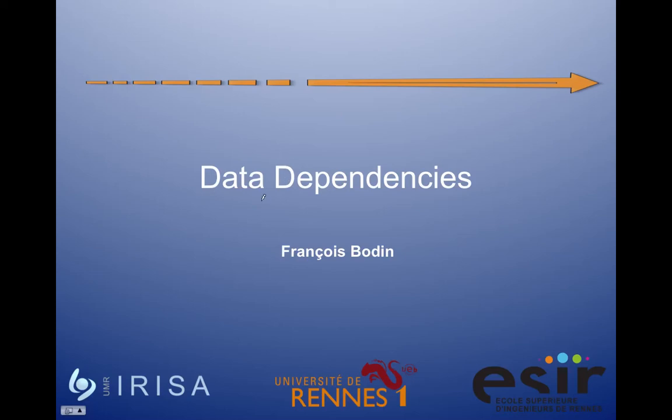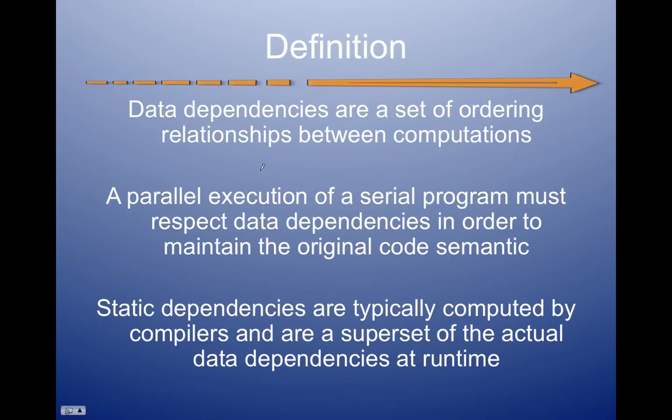Data dependencies. Data dependencies are a set of ordering relationships between computations. A parallel execution of a serial program must respect data dependencies in order to maintain the original code semantic. Otherwise, the code is not computing the same thing.